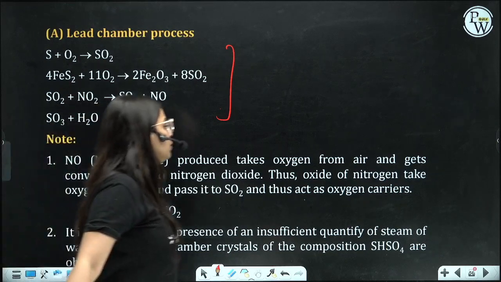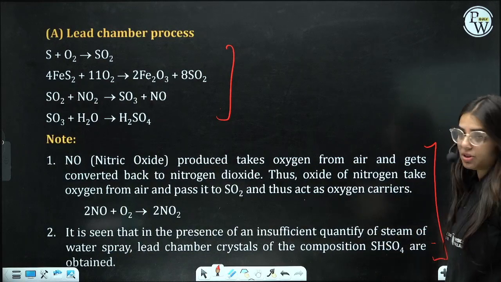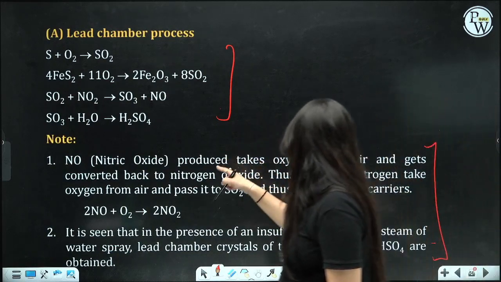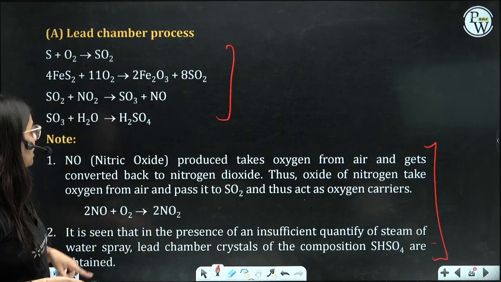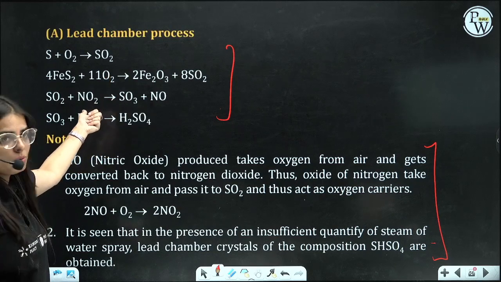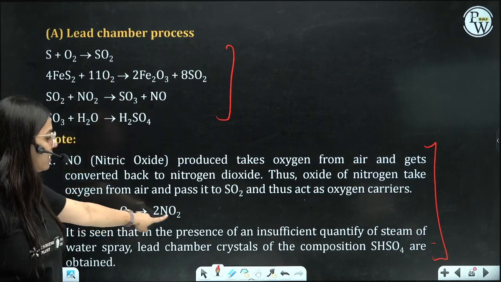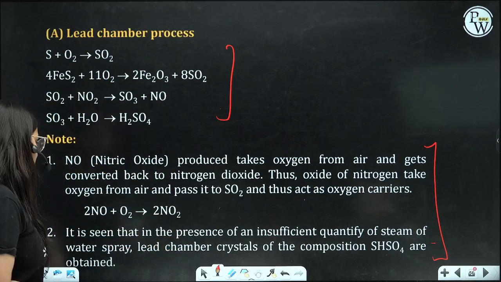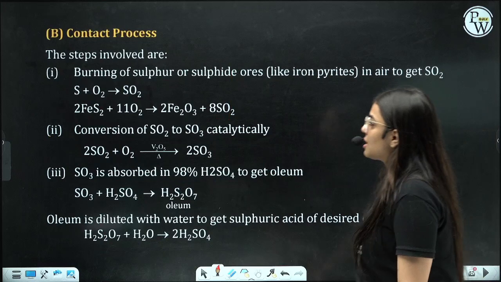And even if you want to read more about it, it is clearly mentioned that the nitric oxide produced takes oxygen from air and gets converted back into nitrogen dioxide. Do remember this. NO reacts with O2 again to form NO2. It can convert back into NO2, right? Clear, everyone?